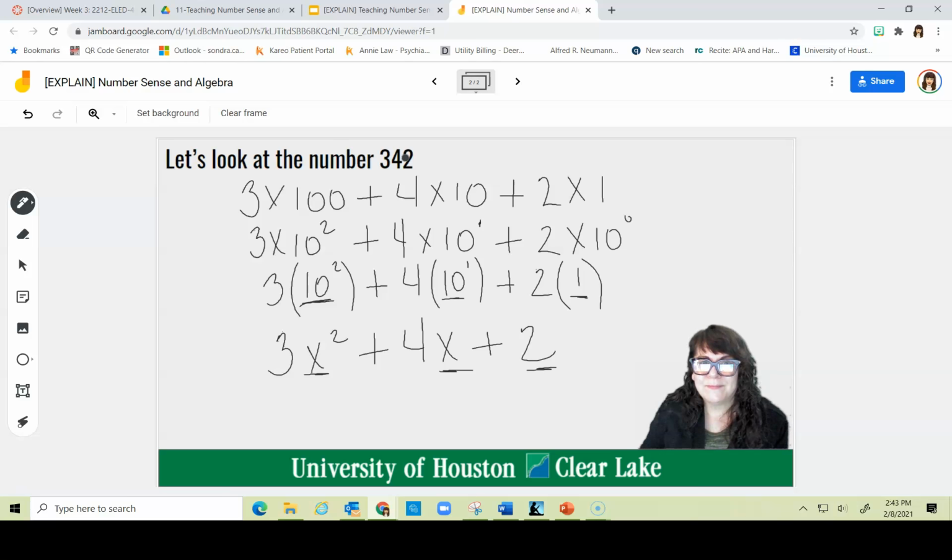Mind blown? I hope so, because it sure was a revelation to me whenever I understood the connection between base 10 blocks and algebra tiles. If you have any questions, please reach out.